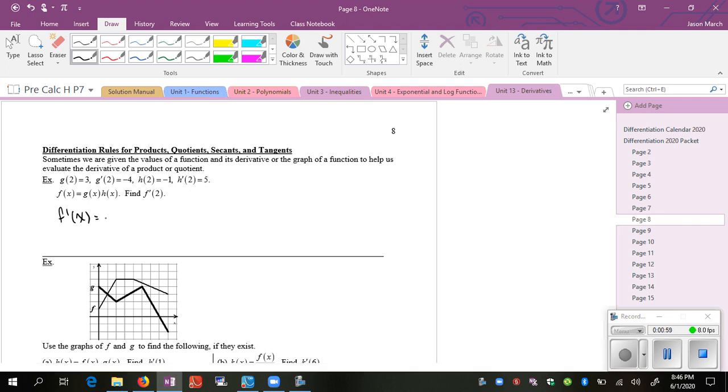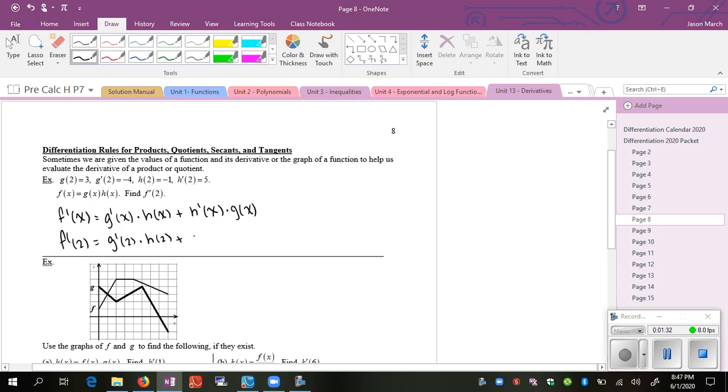So f prime of x is equal to g prime of x times h of x, right? Derivative of the first times the second, plus derivative of the second times the first. And it's just the good old-fashioned product rule. So now if I want to know what f prime 2 is, I can just replace all my x's with 2. So I have g prime of 2 times h of 2 plus h prime of 2 times g of 2, which is why all of this information is given to us up here.